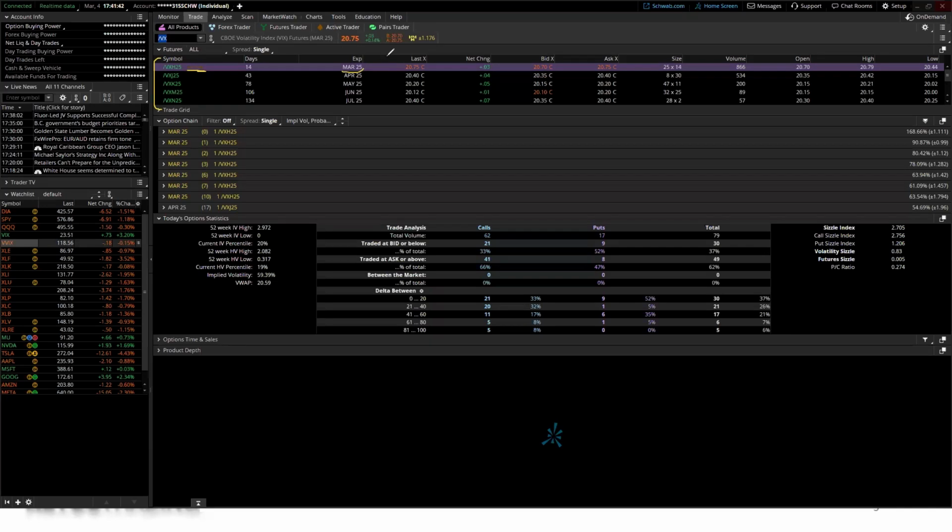What you'll see the vast majority of the time is the front month contract priced lower, and then as you go out to these back month contracts, you'll see the price increase. I'm just looking at the price here. So that's contango. That's what we're normally in, where longer dated futures contracts are priced higher than the spot price of the VIX or the VX.